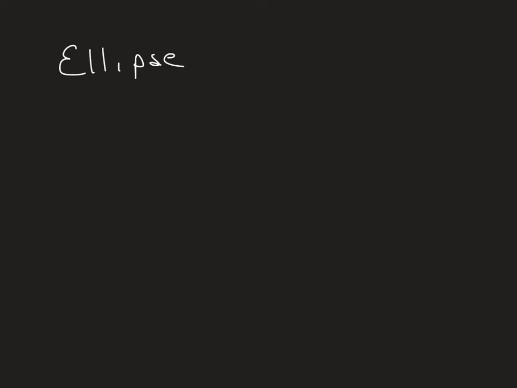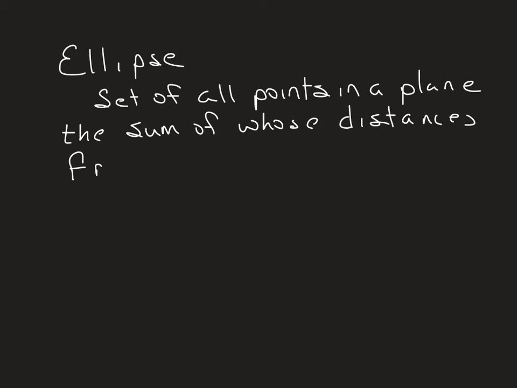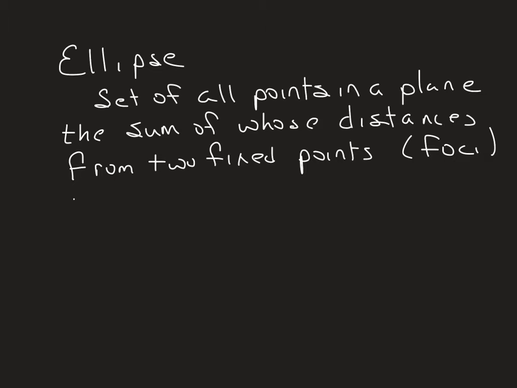Now we want to look at ellipses. All right, an ellipse is the set of all points in a plane the sum of whose distances from two fixed points, and these are called foci, is constant.